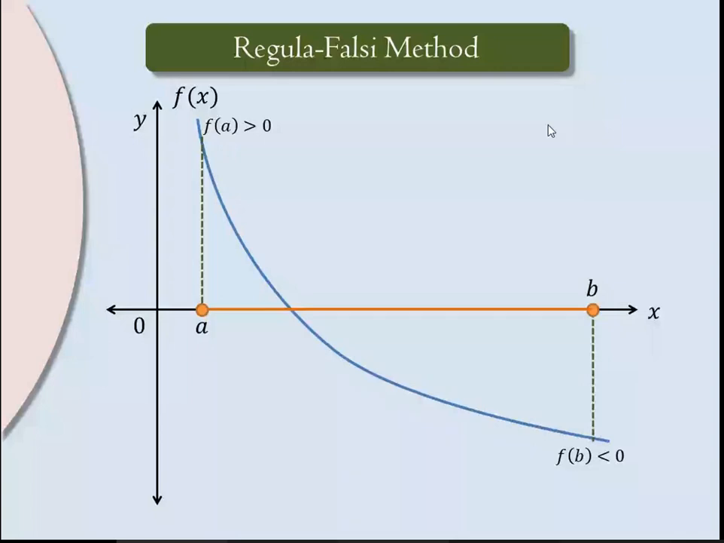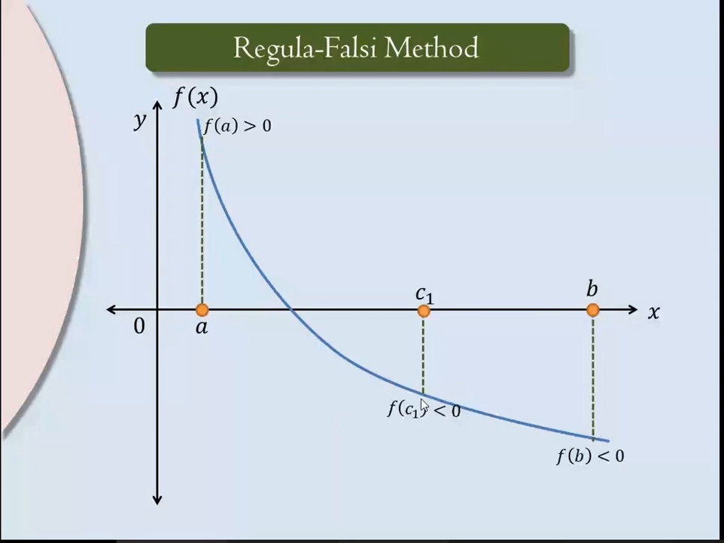So we use the same formula. We draw a straight line which passes through these points, A, f of A, and B, f of B. Then we equate it to 0, and we get this intersection. That will be the point, say x1 or c1. Then find the value of the function at this point, C1, whether it is positive or negative, whatever it may be. We just have to consider this point fixed.